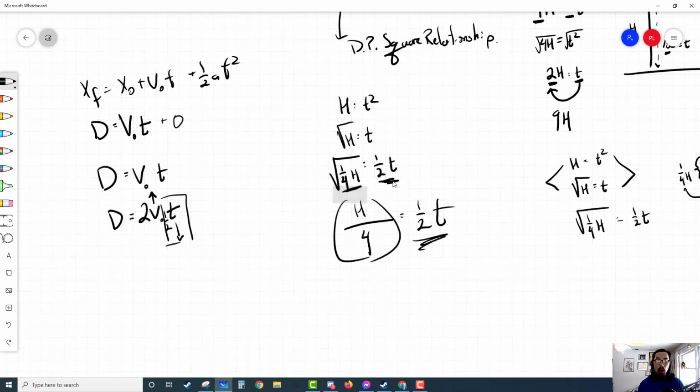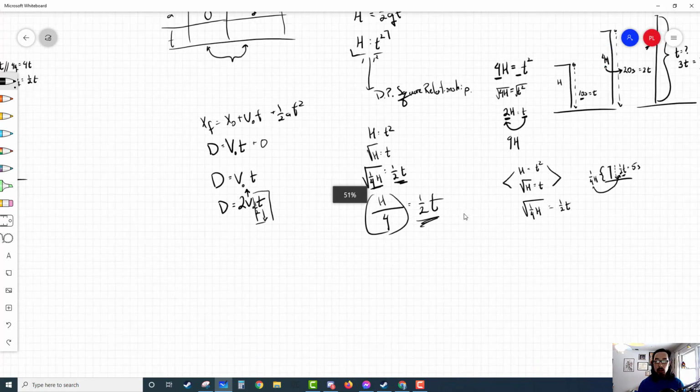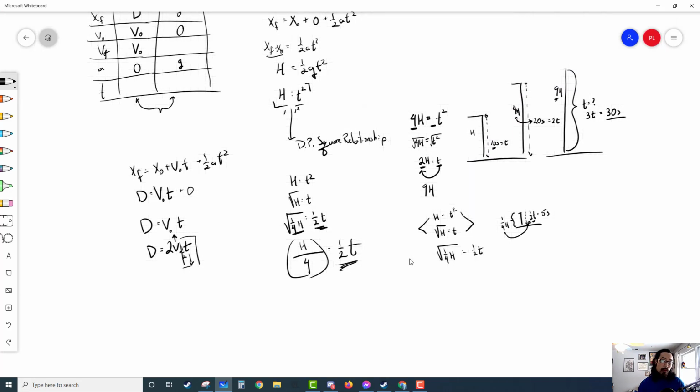Hopefully you learned a thing or two. This is a very tricky way of approaching these problems. It's doing math without actually doing any math.